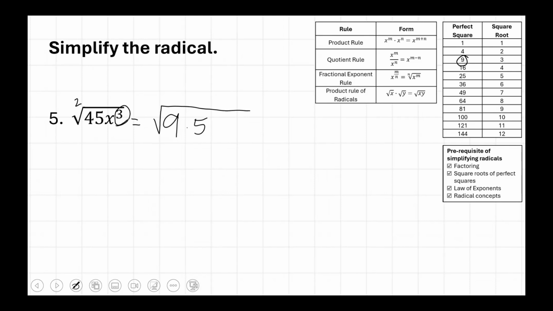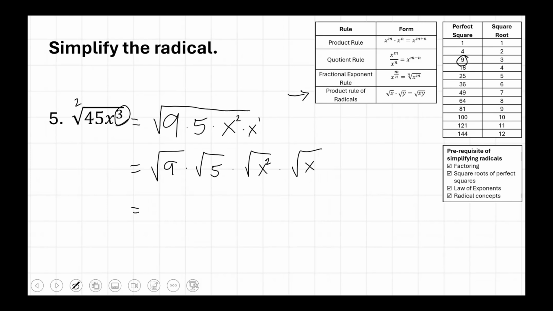since 3 cannot be divided into 2, we need to break the x cubed into two parts. So we have x squared, since 2 is the closest number to 3 that can be divided into 2, times x raised to 1. Equals, we need to use the product rule of radicals by rewriting square root of 9 times square root of 5 times square root of x squared times square root of x.